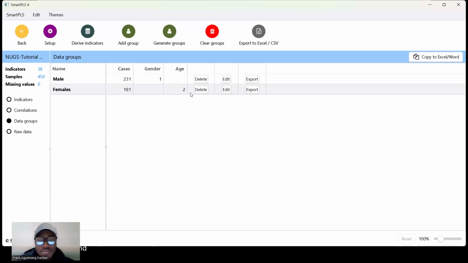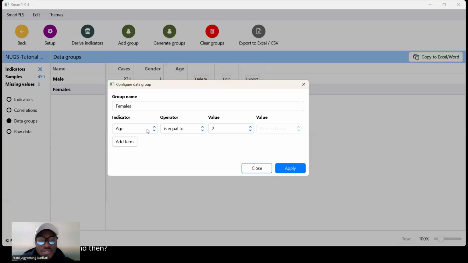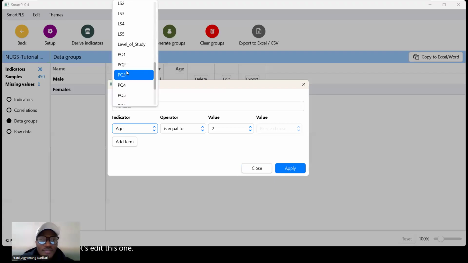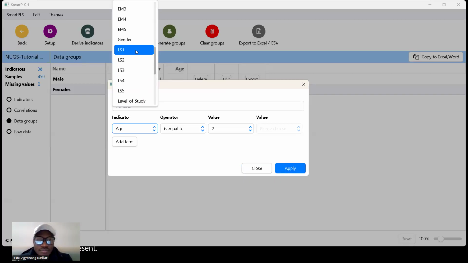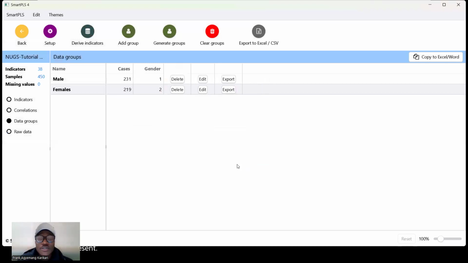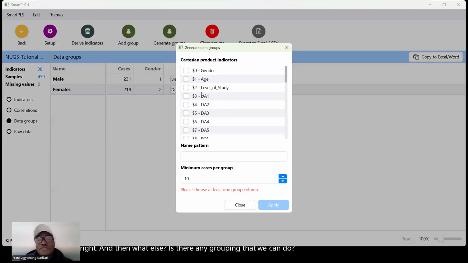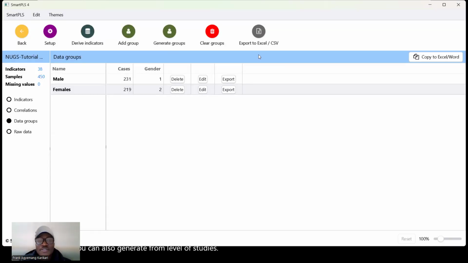And then let's edit this one. Where is gender? Good. So gender. So this is it, male and then female, 231 males and 219 females. So this is our first group. And then what else? Are there any groupings that we can do? You can also generate from level of studies. So this is the manual way of going about it. So for male, we added the group manually.